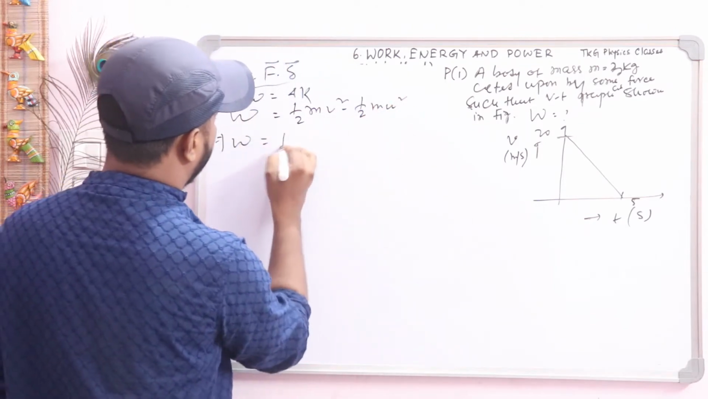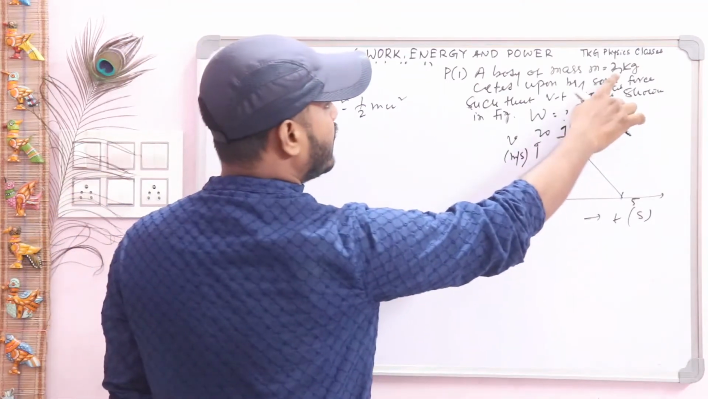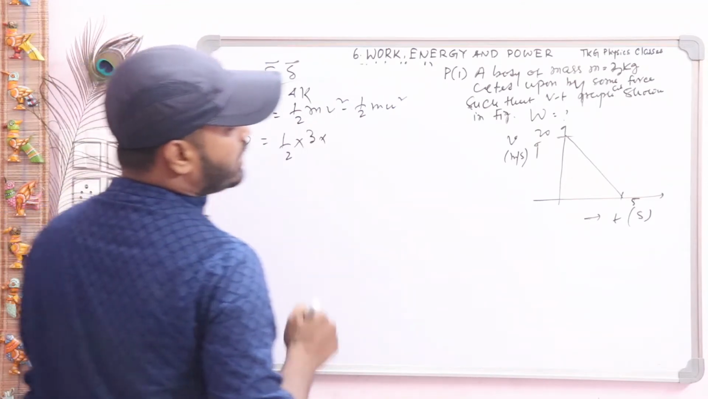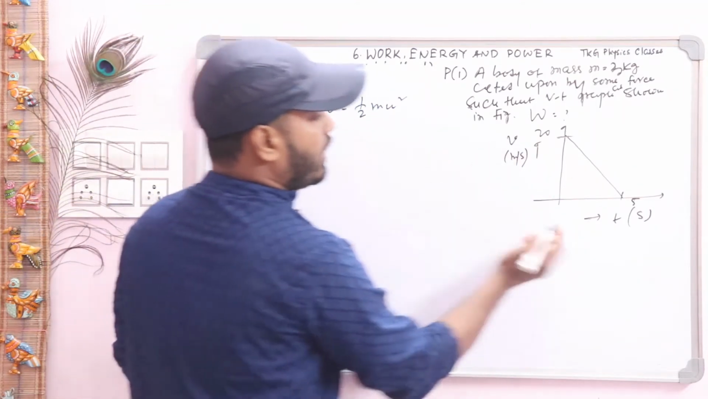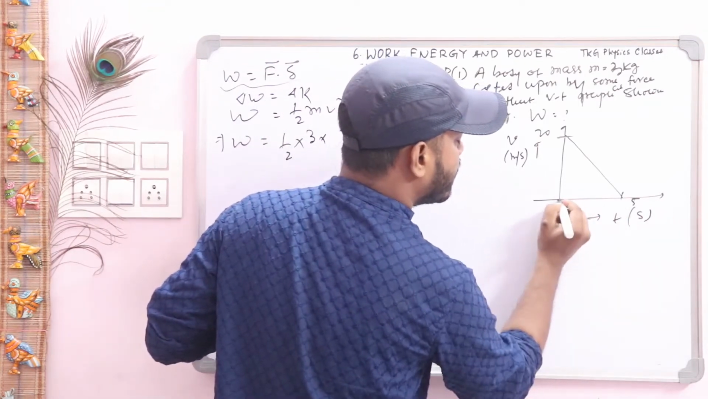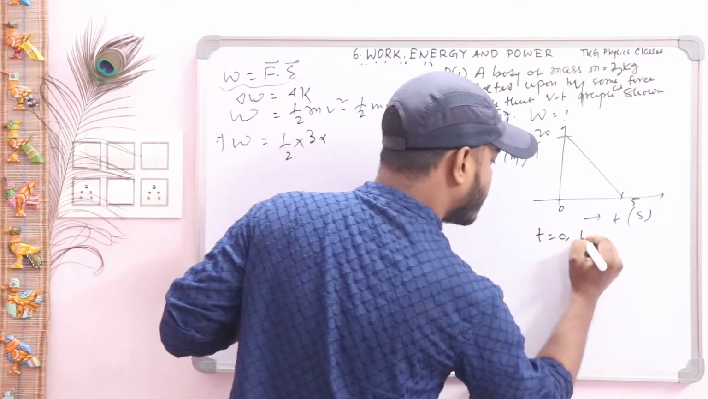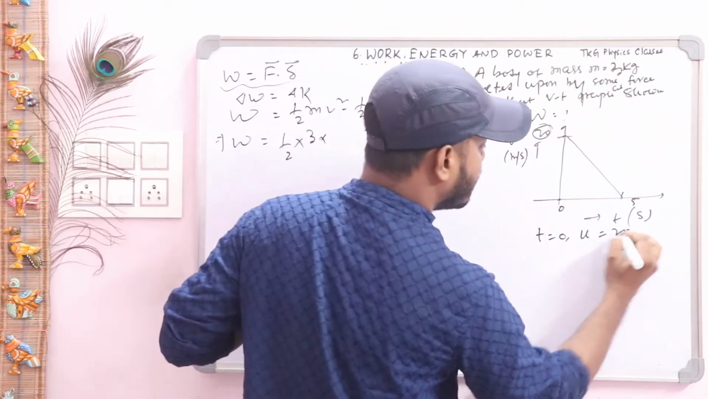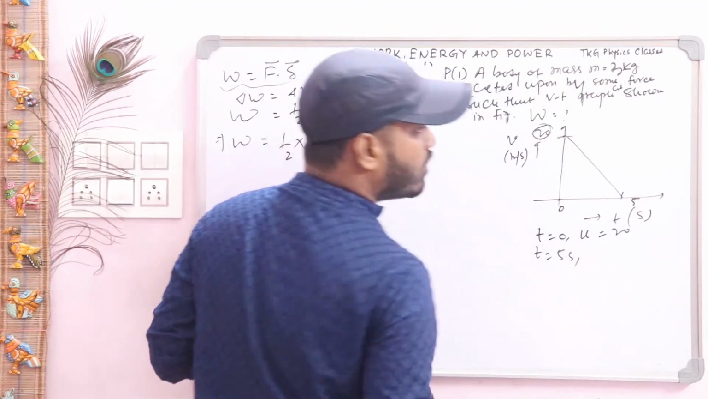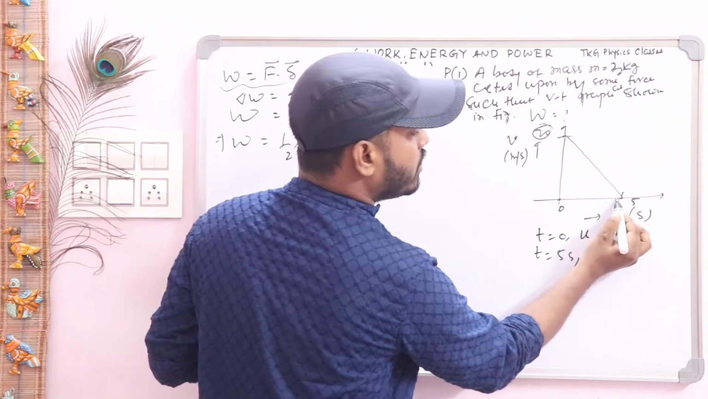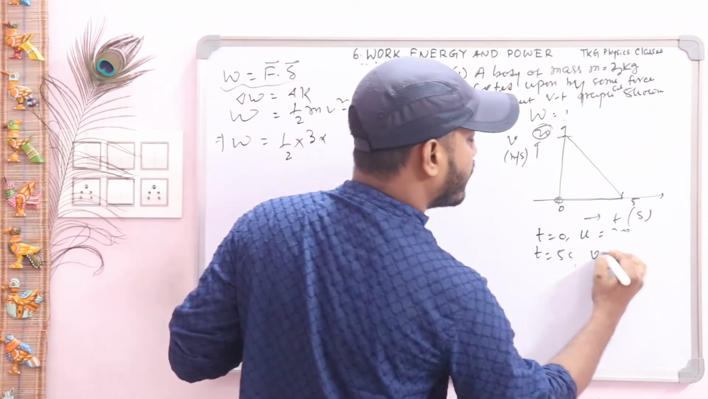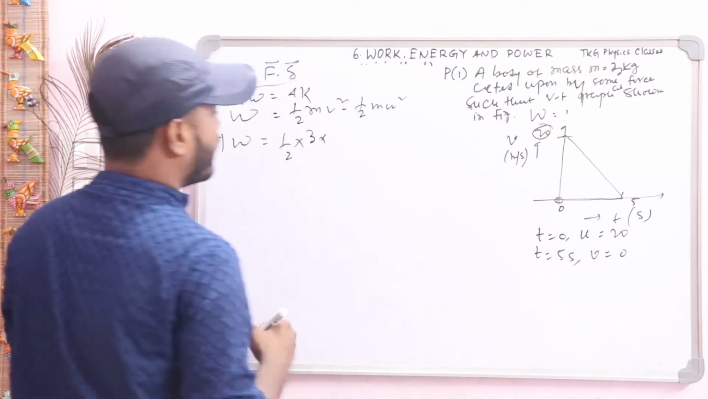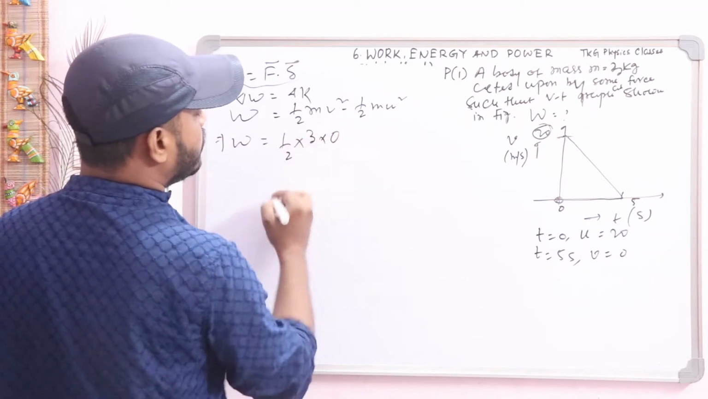So W equals half, in the place of m you can write 3, times v square. What is v? You see, v is the final velocity. Here this axis gives the time, so this is time 0. When t is equal to 0, the velocity is the initial velocity. T is 0, so the initial velocity is this one, 20. And when t is equal to 5 seconds, you see the velocity at 5 seconds is 0. So the final velocity is 0. Initial velocity 20, final velocity 0.